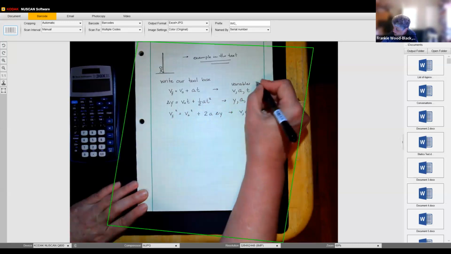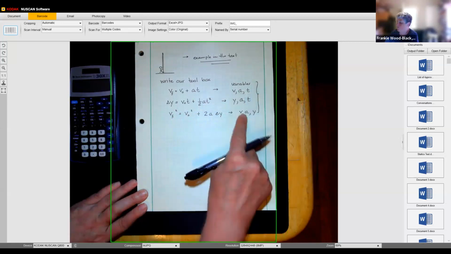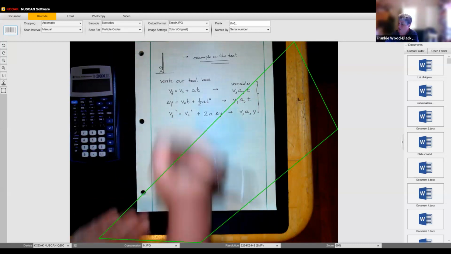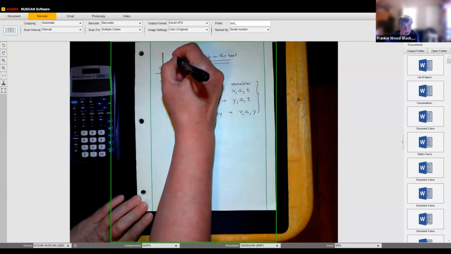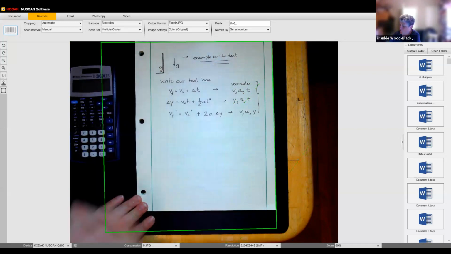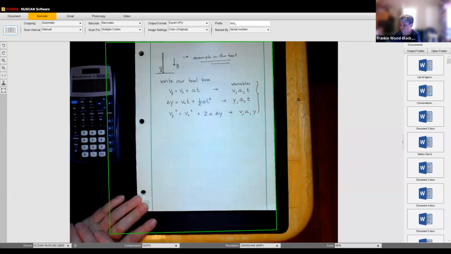Because I always get asked, how do I know which one to use? You'll use which ones are dealing with the variables that you need. We know that I have my acceleration due to gravity here, and it's downward. So our A that we're going to have in here is minus gravity.